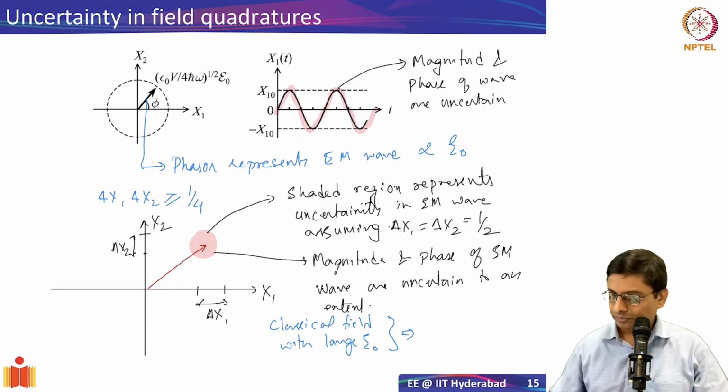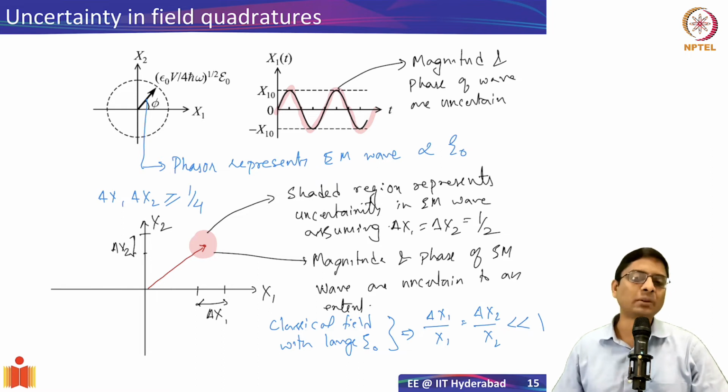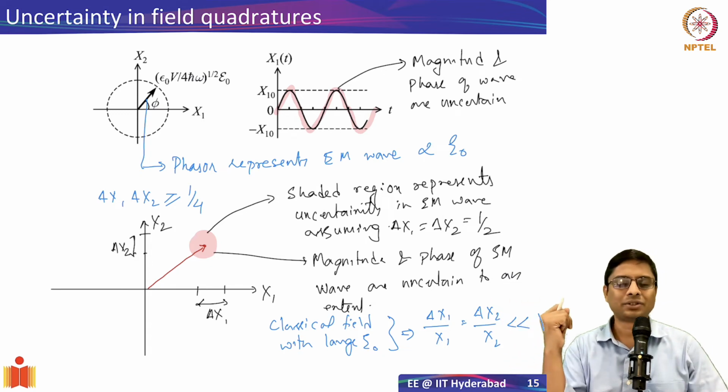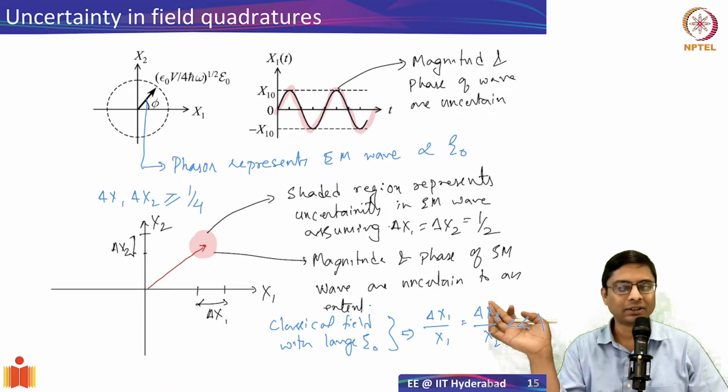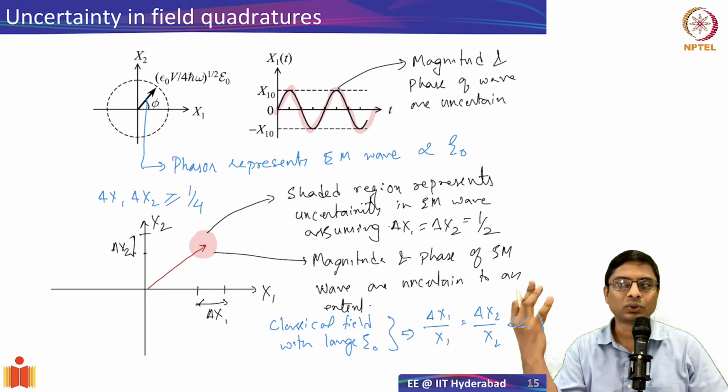So in this case, delta x1 divided by x1, and let's assume that both are equal, delta x1 by x2, these are much, much smaller than 1. So we don't really have to worry about the uncertainty. If I am talking about milliwatts of laser beam and all that, I have large electric fields, so the quadratures are very well defined. But the moment I go to few photons, there is some amount of uncertainty that exists. And this uncertainty is critical. It essentially encapsulates the quantum nature.